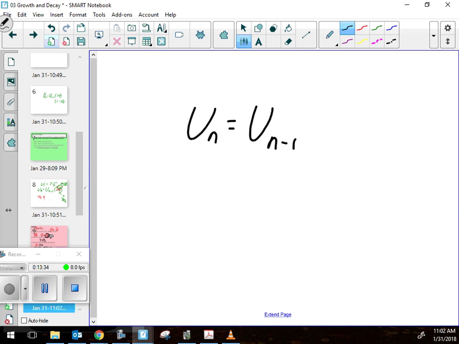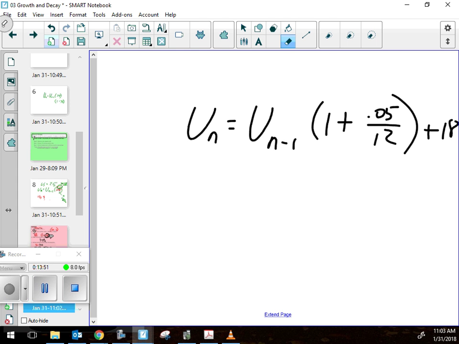This is always the same. But this part morphs into 1 plus the rate divided by 12. And then we're going to add something on the outside, or subtract something on the outside. That's what's going to be in the long run.